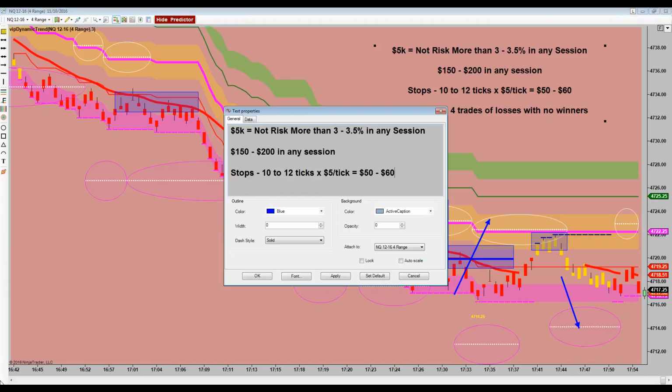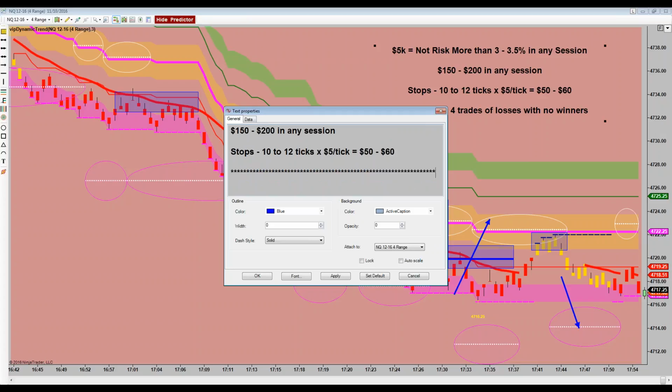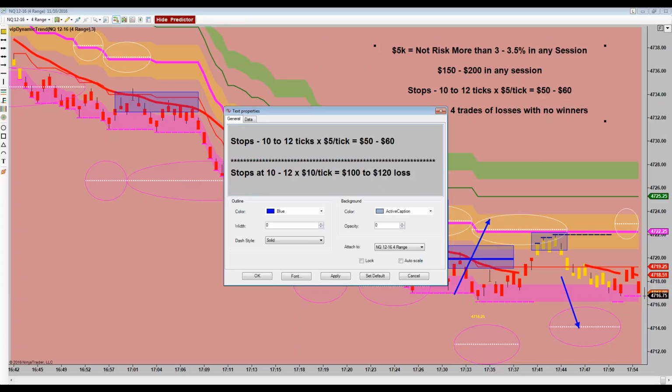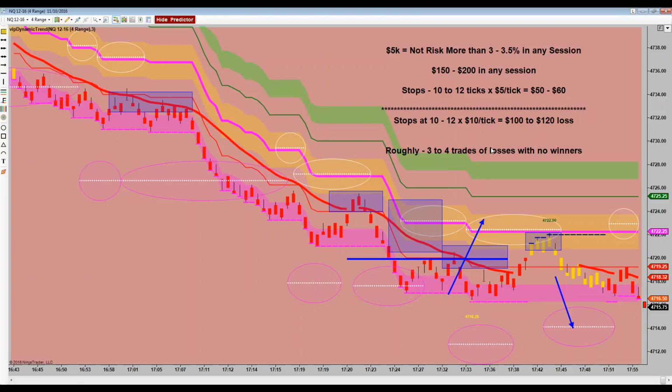Let's go ahead and play this scenario out so we're all clear about this. I don't want anybody any confusion about this. So with stops at 10 to 12 ticks with a $10 tick instrument, now each pop is going to equal $100 to $120 per contract, yes? How many pops would you be able to take with a $5,000 account at $10 a tick? One, maybe two.